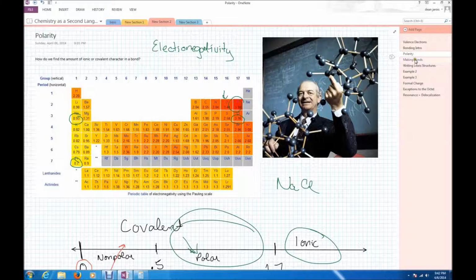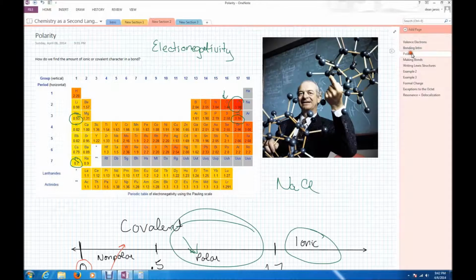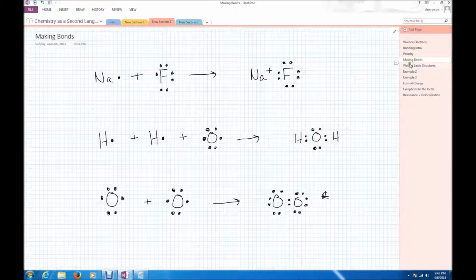Okay, so now that we know all about what valence electrons are, how they're transferred, and also how atoms like to share them, let's talk about actually making these bonds.